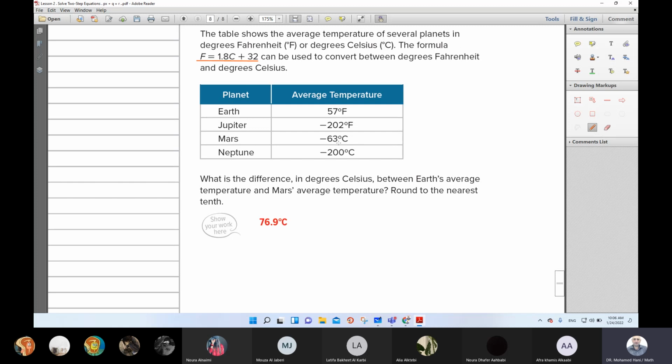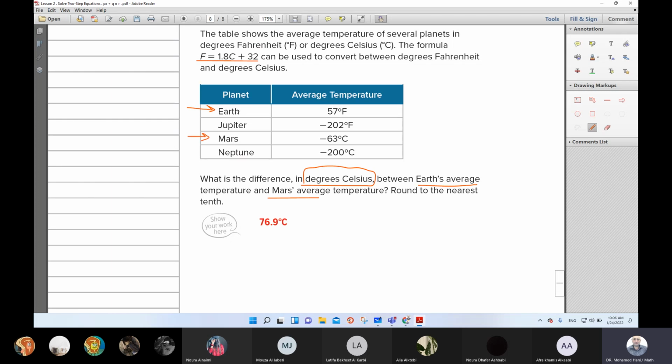So this is the table. As you see here, the average temperature, and here the planet. We have Earth, Jupiter, Mars, Neptune. What is the difference in degrees Celsius between Earth's average temperature and Mars?